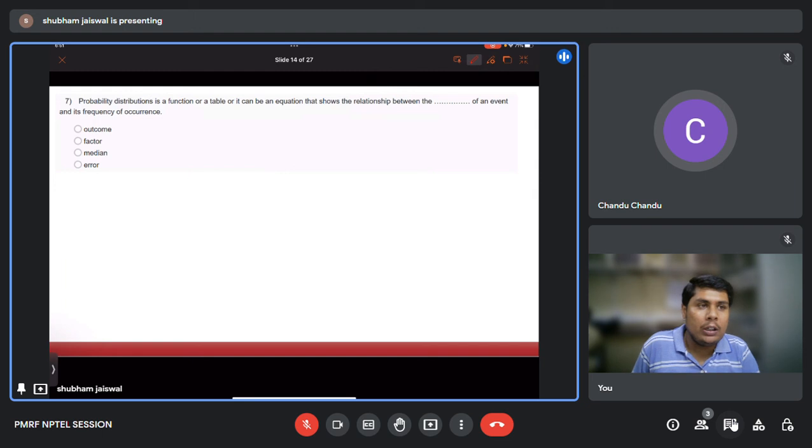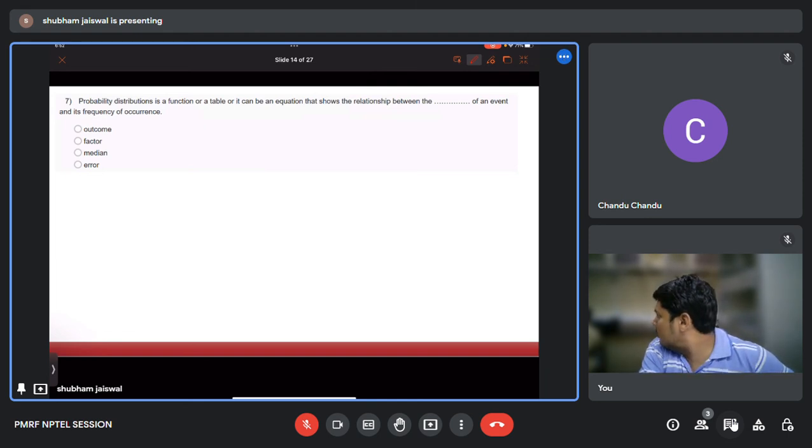In the very beginning, when we were recapitulating what we have seen, that time only I gave you the definition. What is a probability distribution? It can be a function, a table, or an equation that shows the relation between the outcome of an event and how many times it is occurring, that is, the frequency of occurrence. So the correct answer will be outcome.